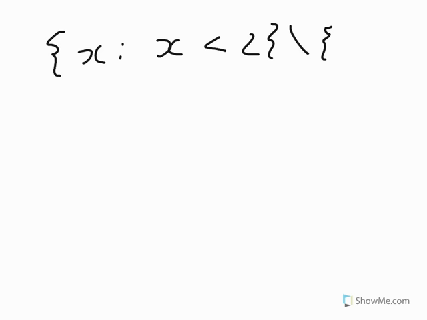Then we might look at where we might exclude an individual number. So we might have something like this: X such that X is less than 2, except for 1. Okay, so then that would have any numbers that are less than 2, any real number less than 2, but excluding 1, of course.